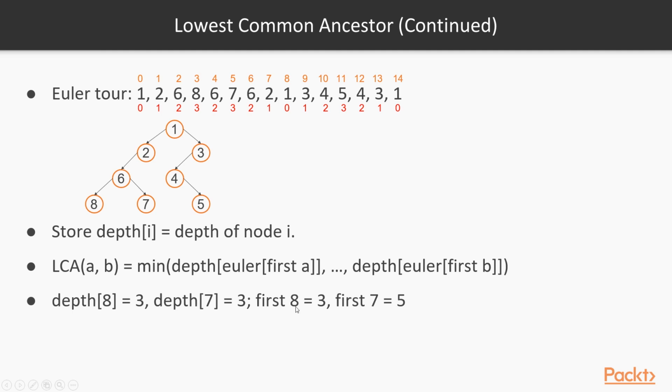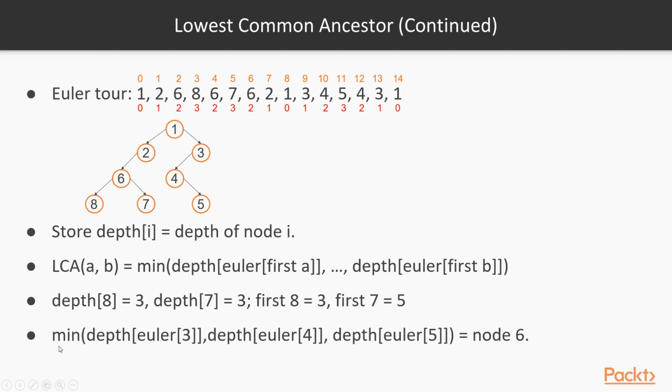Let's write an example. Depth of 8 is 3. Depth of 7 is also 3. The first occurrence of 8 is on position 3. The first occurrence of 7 is on position 5. And the minimum between depth of Euler 3, depth of Euler 4, and depth of Euler 5 is node 6, because we have to look at these positions. The minimum is 6 with depth 2. So 6 is the LCA of 8 and 7.